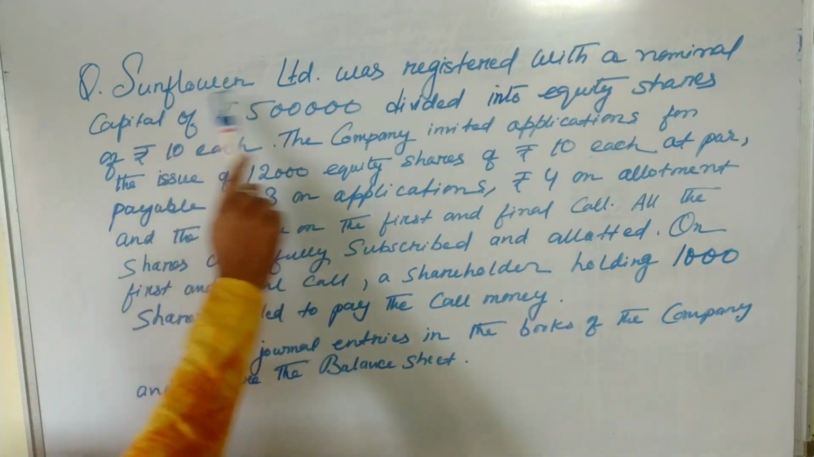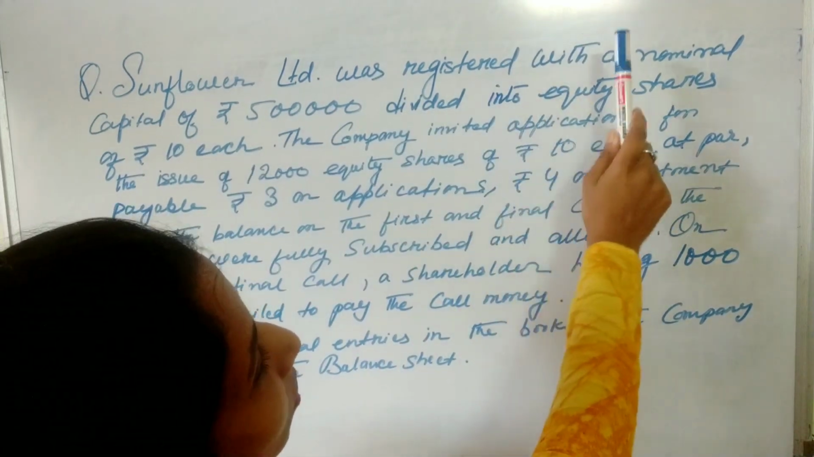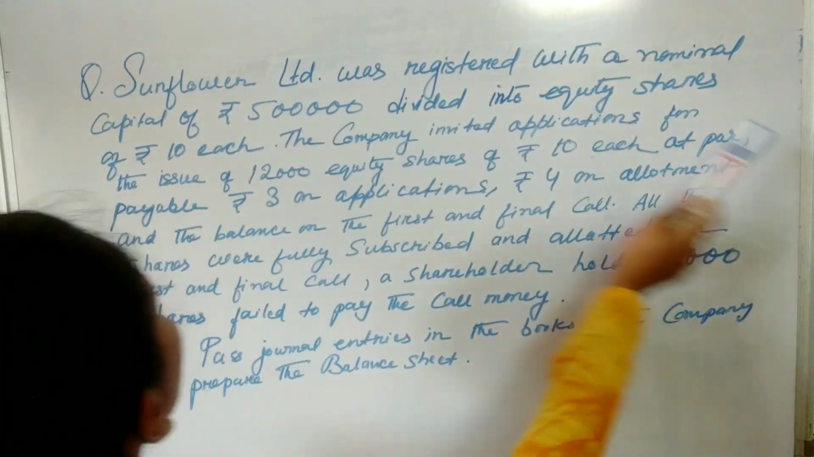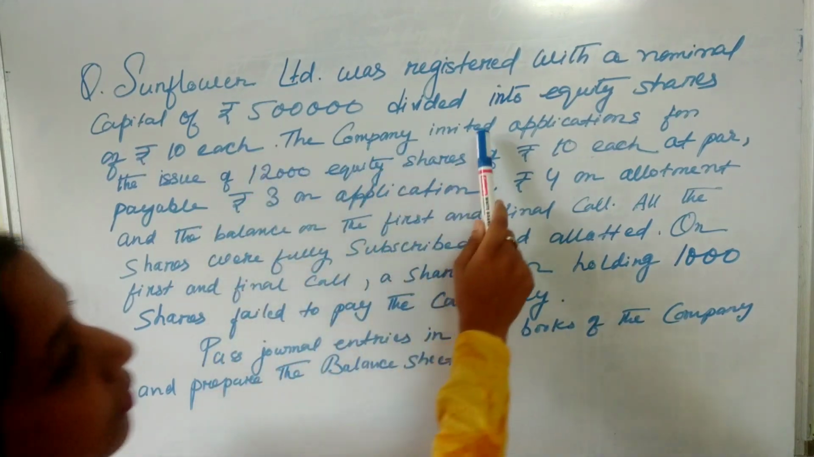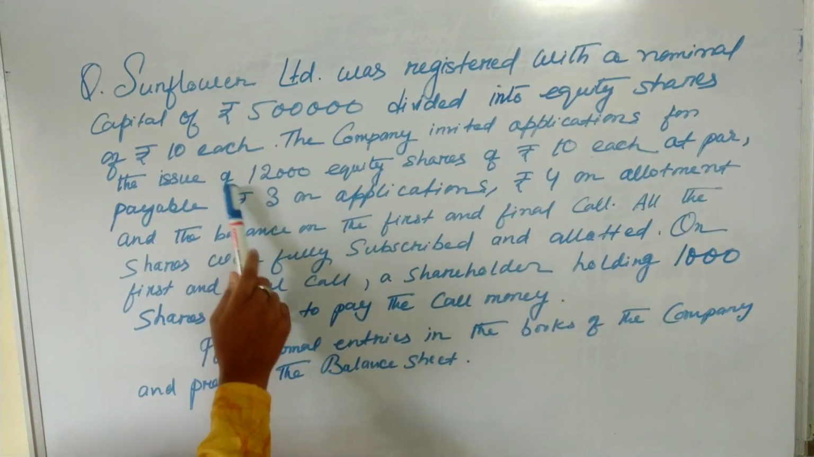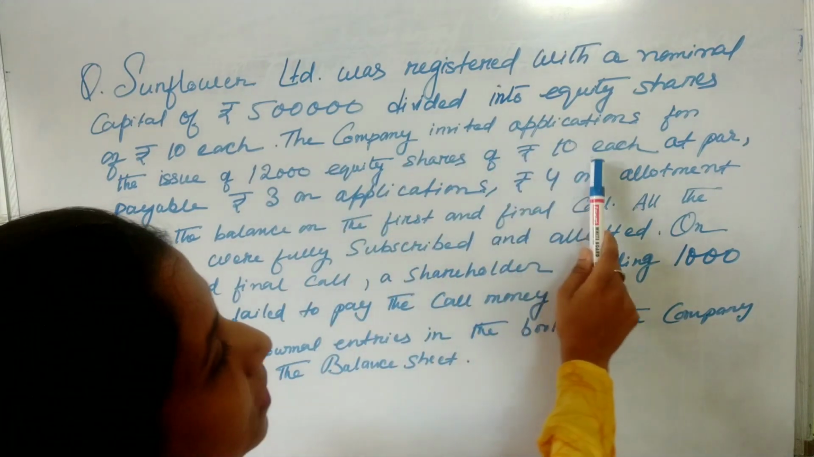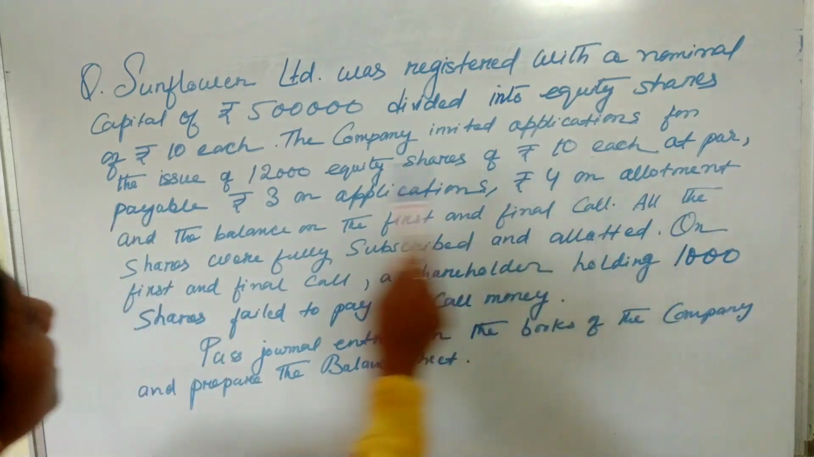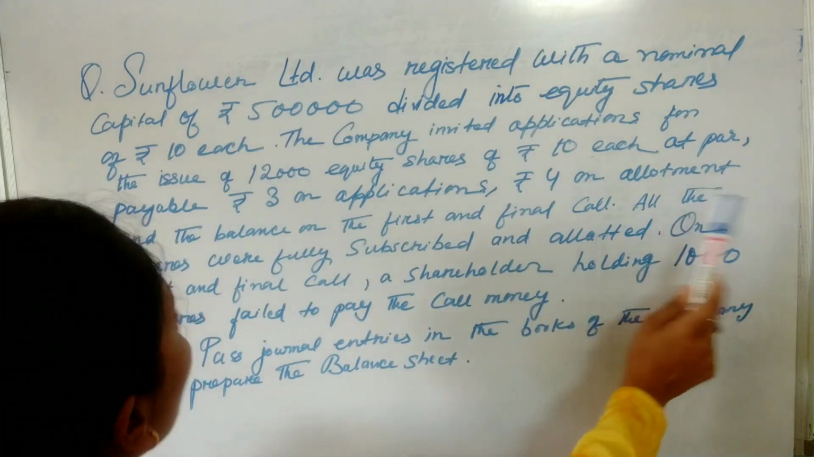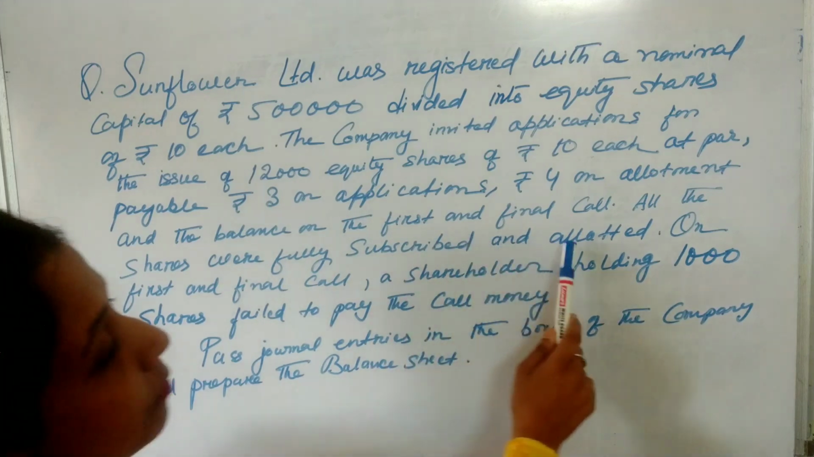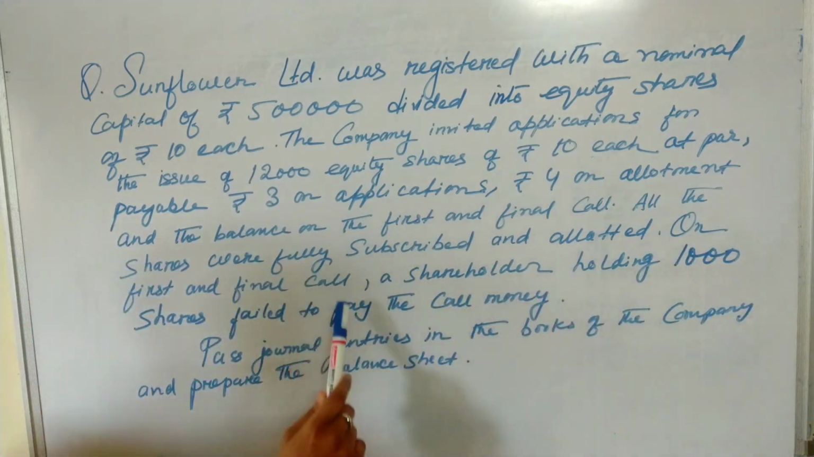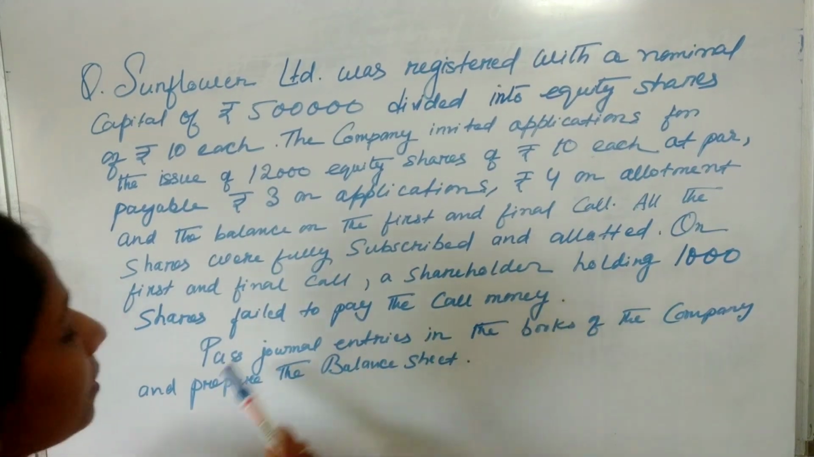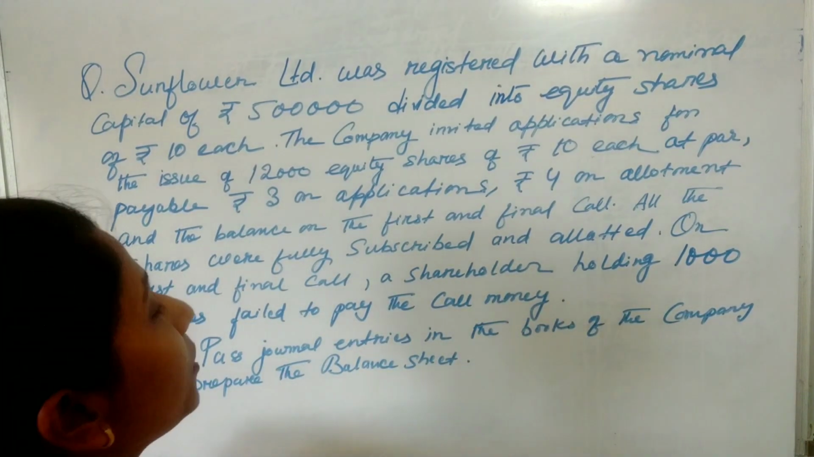So the question is, Sunflower Limited was registered with a nominal capital of rupees 5 lakhs divided into equity shares of rupees 10 each. The company invited applications for the issue of 12,000 equity shares of rupees 10 each at par. Payable rupees 3 on application, rupees 4 on allotment, and the balance on first and final call. All the shares were fully subscribed and allotted. A shareholder holding 1,000 shares failed to pay the call money. Pass the entries in the books of the company and prepare the balance sheet.